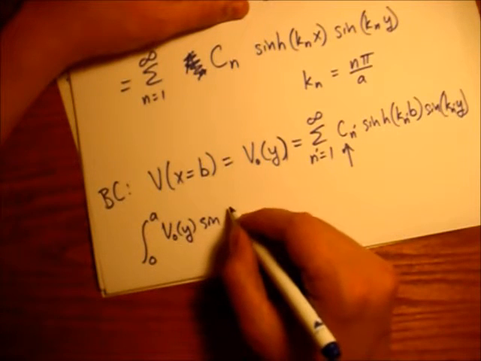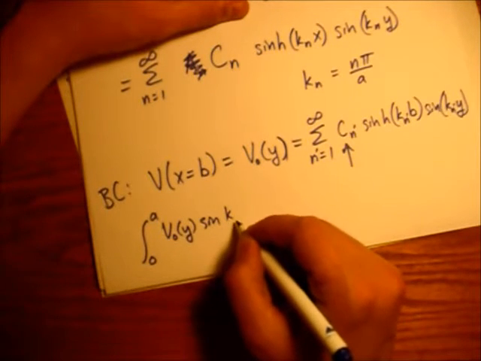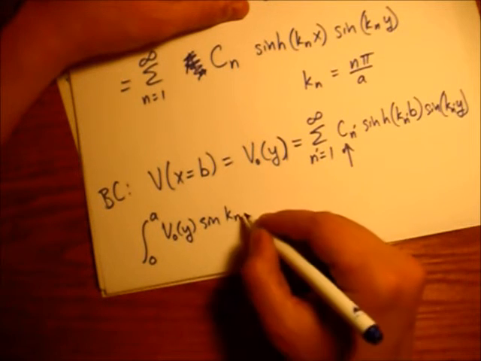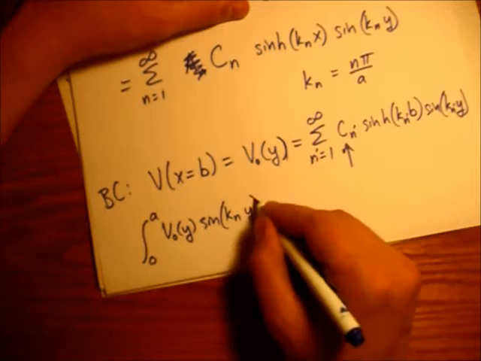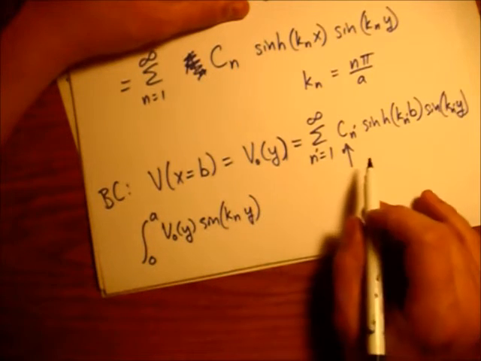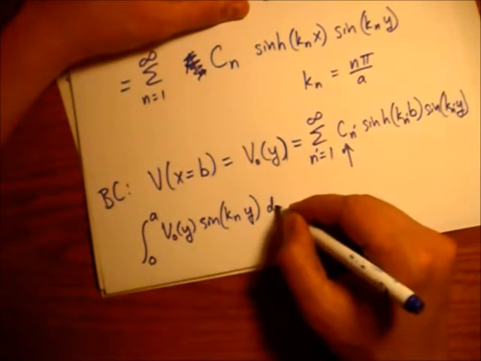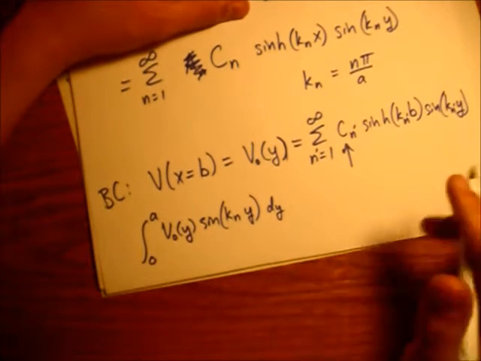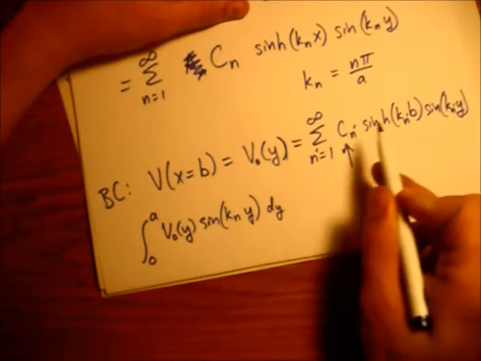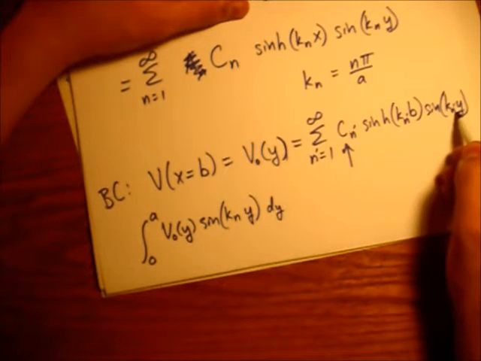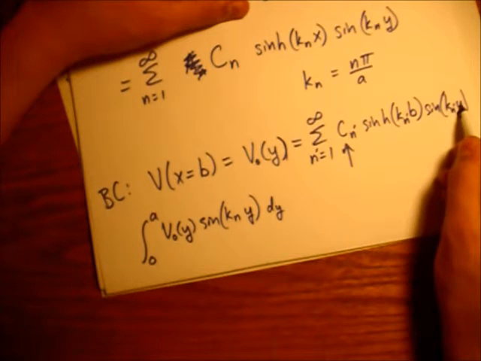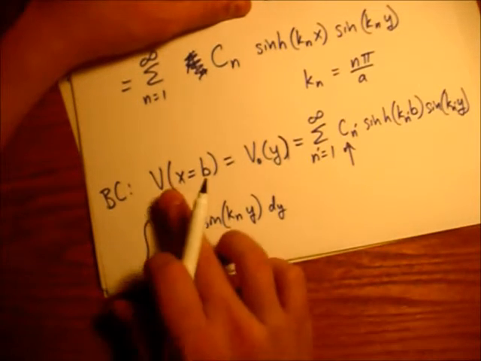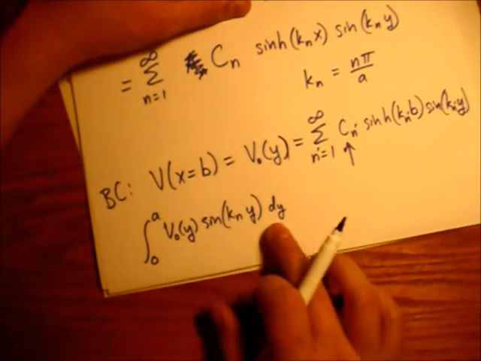So now we're using a k sub n, without the prime. And we're integrating with respect to y. Just to rehash, what I'm doing is multiplying both sides of this equation right here by sine of k sub n, without the prime, times y, and then integrating from 0 to a with respect to y.